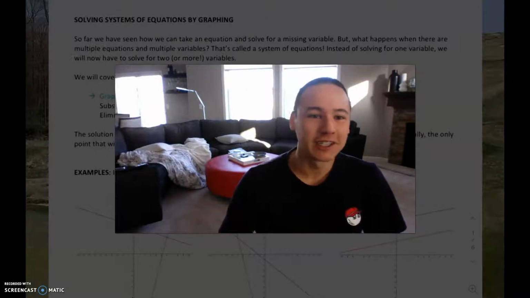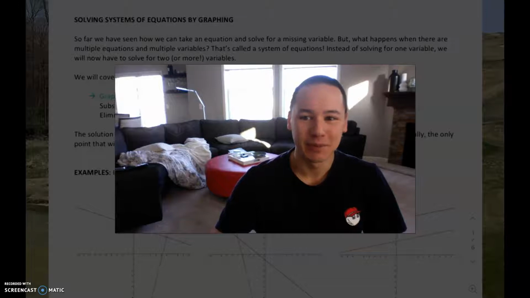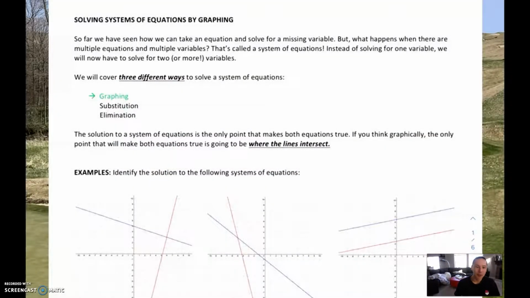So let's get started on solving systems of equations by graphing. If you remember in quarter one, we solved equations. We usually solved for an x. That was just one variable. We had one equation. But what we're doing now is we're going to be seeing multiple equations and multiple variables. Usually it's going to be two equations with two variables. And instead of solving for just one variable, we have to solve for both of them, an x and a y.